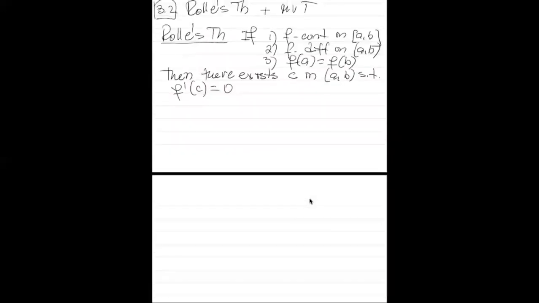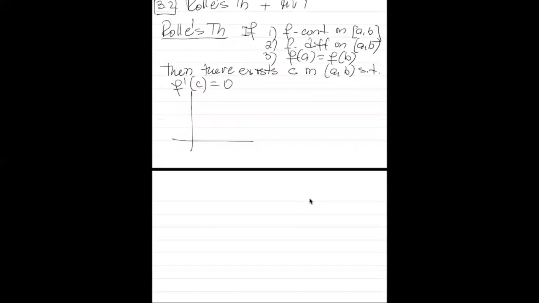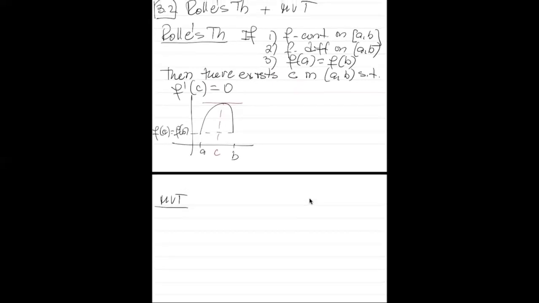I'm going to illustrate this with a picture. So here is our graph. Both ends, both levels at a and b have to be equal. So we see this f of a is equal to f of b. All right, so where's that point c where the tangent is horizontal? It's right here, right in the middle. Okay, so that's Rolle's theorem. And then the mean value theorem starts very similar. Probably should spell it out.